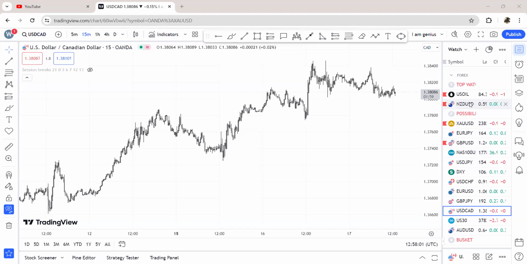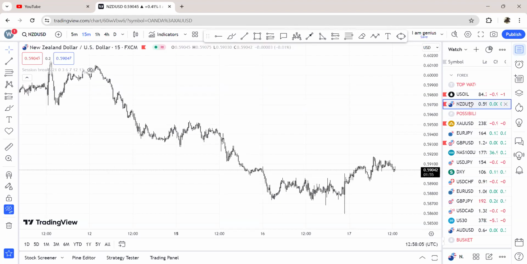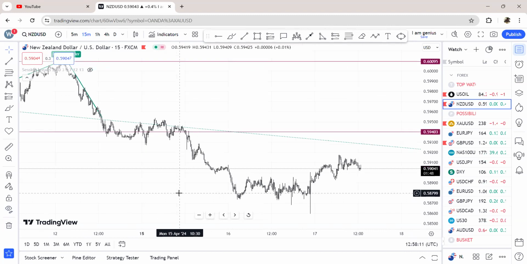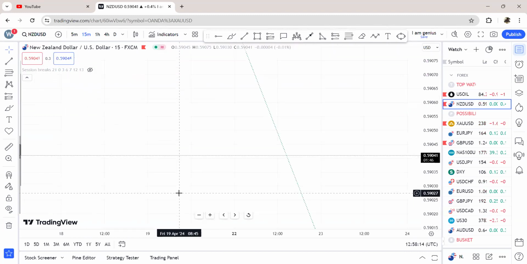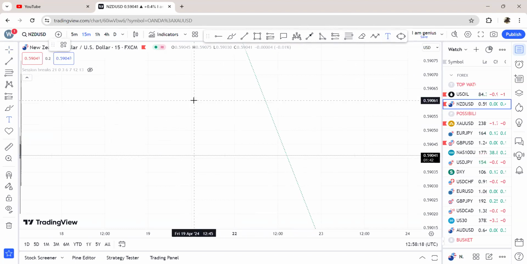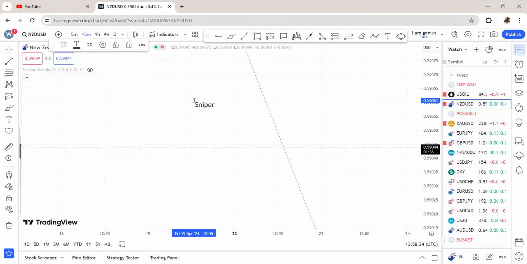All right, so today we want to look at sniper entries. Now, let me just put back my analysis for this. Okay, so we want to look at sniper entries and the importance of that. So sniper entries is our focus.